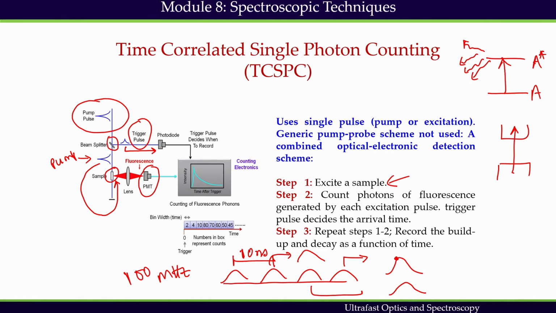The basic idea is that the next pulse should not see any excited molecule in the sample when it is interacting with the sample to give the fluorescence. So, this is all about the time correlated single photon counting process.